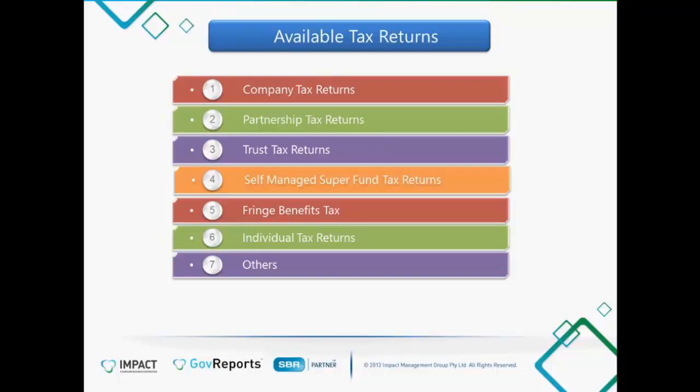Currently, it has always been through SBR. The only thing that's outstanding and still under ELS is the individual tax return. All the SBR forms are currently available from 2011. So if you've got a subscription with Gov Reports, 2011 onwards is available for your client's lodgement. Individual tax returns from 2012.